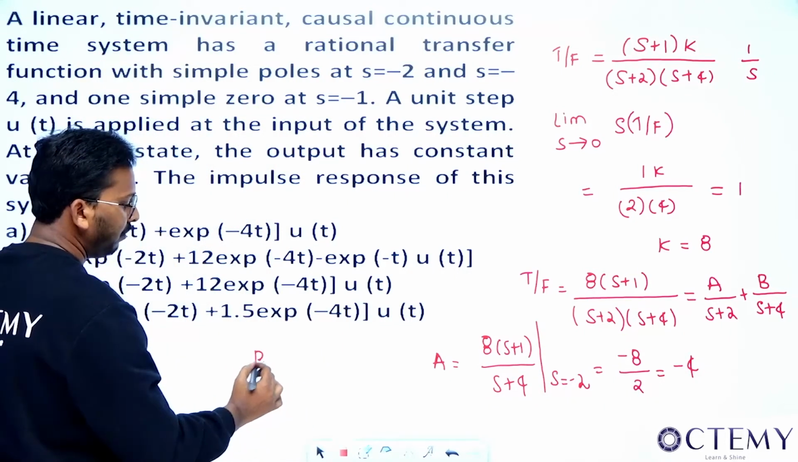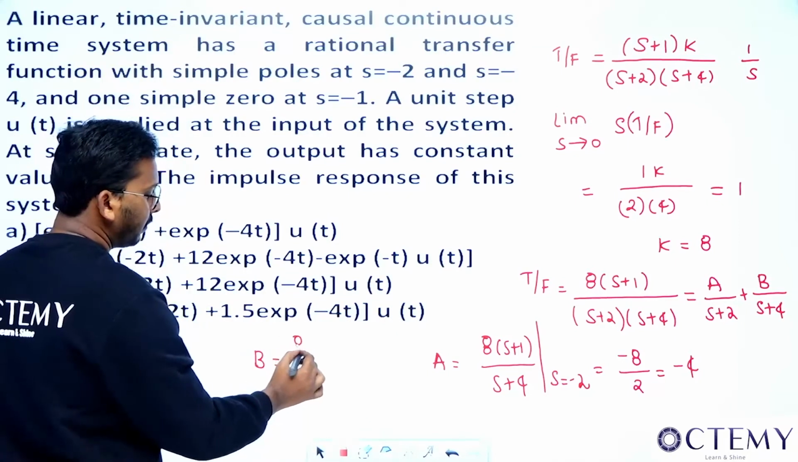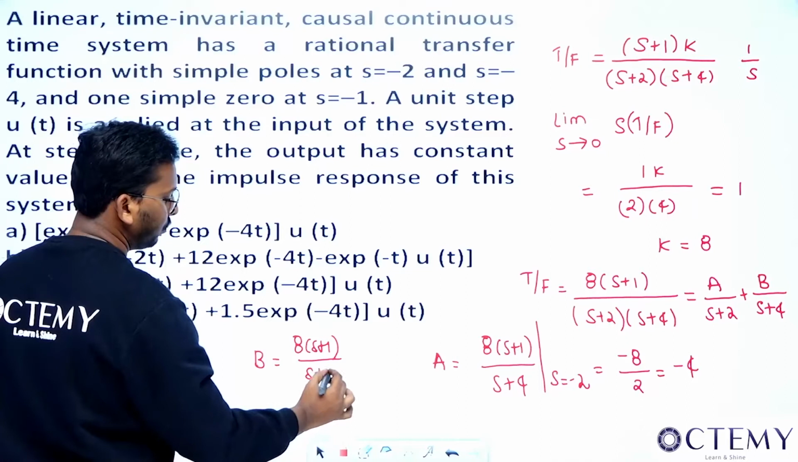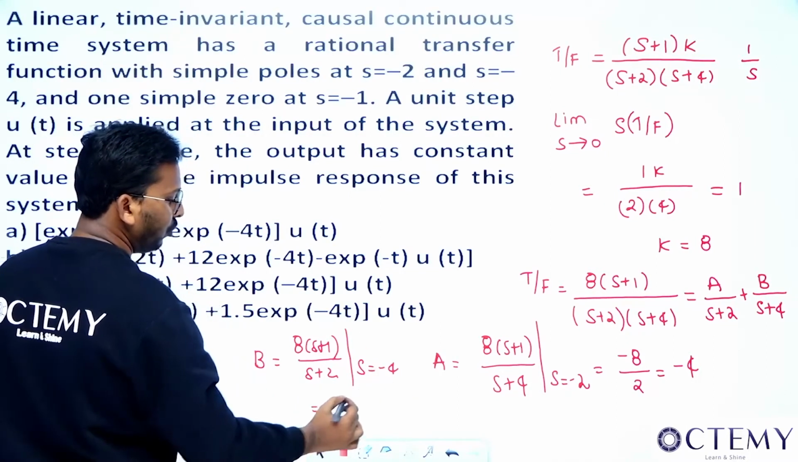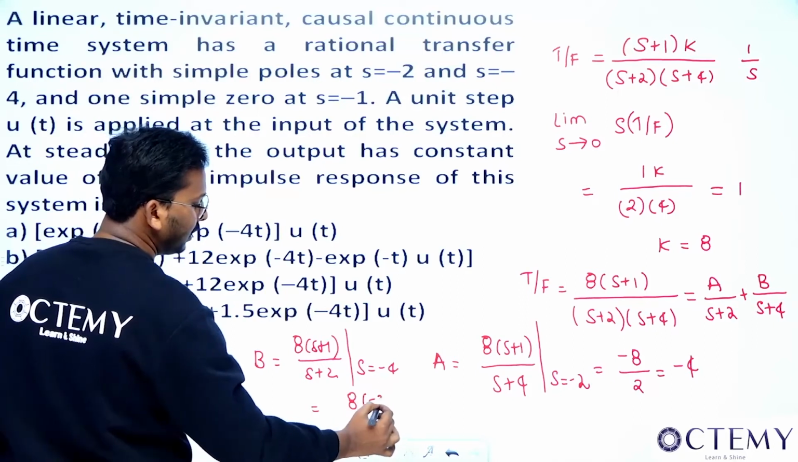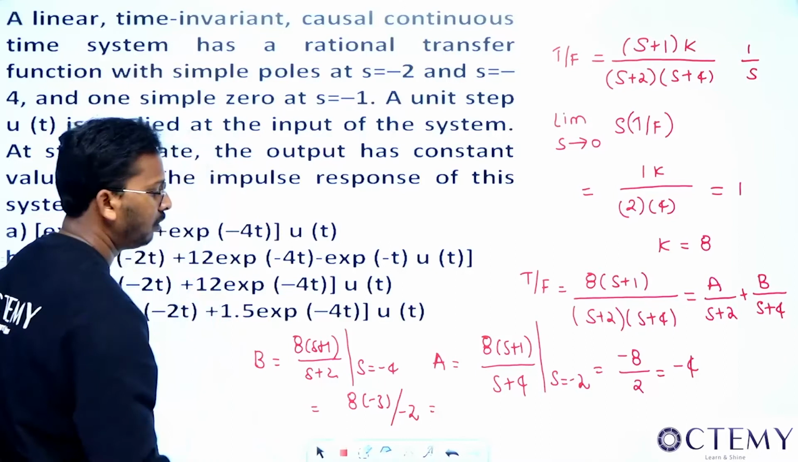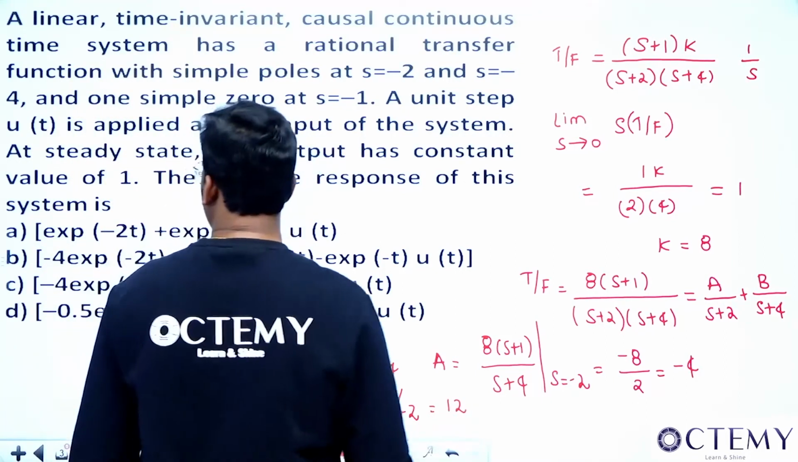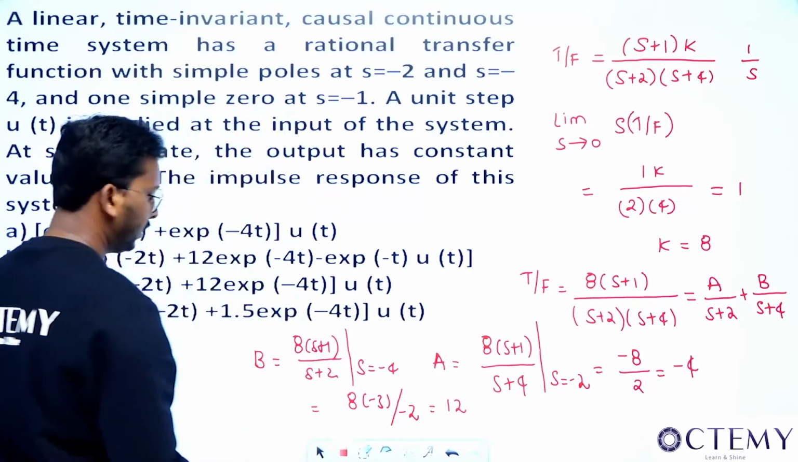The value of B, if you want to find, remove that (s plus 4). So 8 into (s plus 1) divided by (s plus 2). In this you put s is equal to minus 4. So you get 8 into minus 3 divided by minus 2. So see, sir, this will be equal to 12. Right? Now, if you find the Laplace inverse of this, see, sir, what will it become?